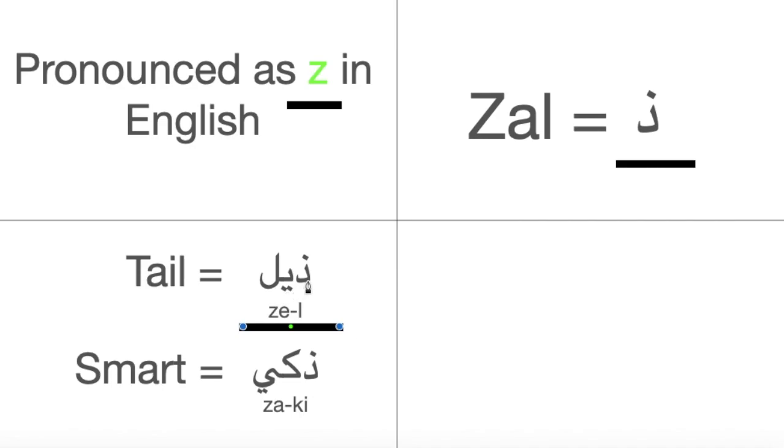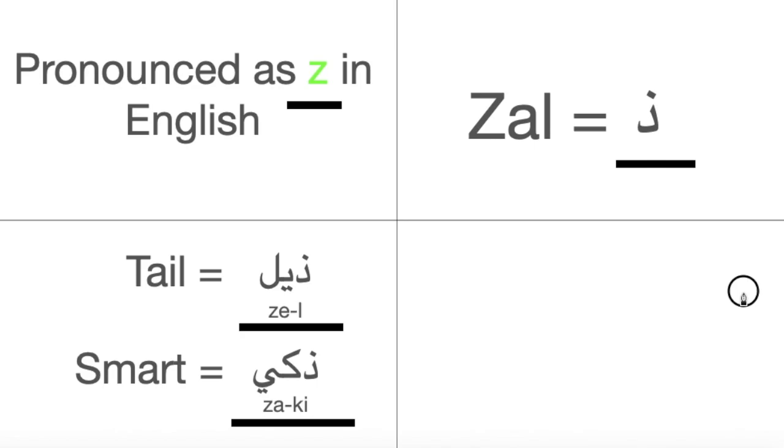Zail starts with Zal, Ye, Lam. And Zaki. Zaki means smart, like this boy is Zaki. Zal, Kaf, Ye. Zaki.